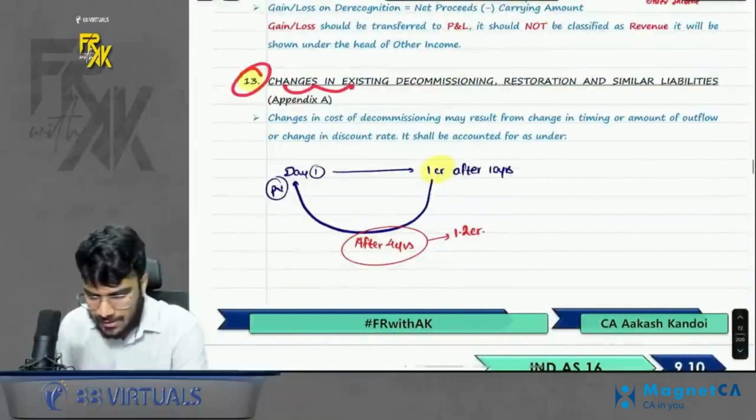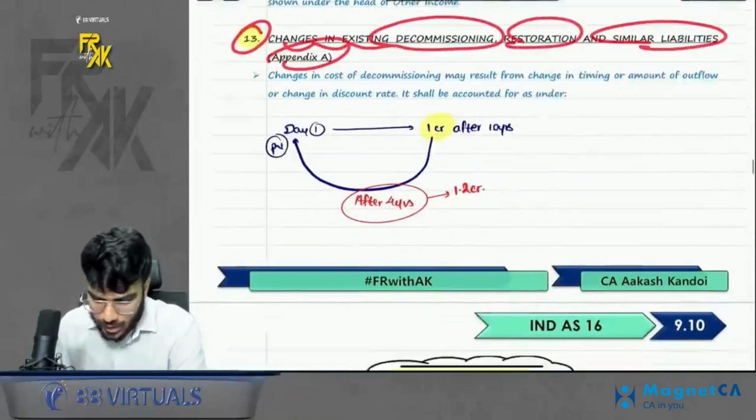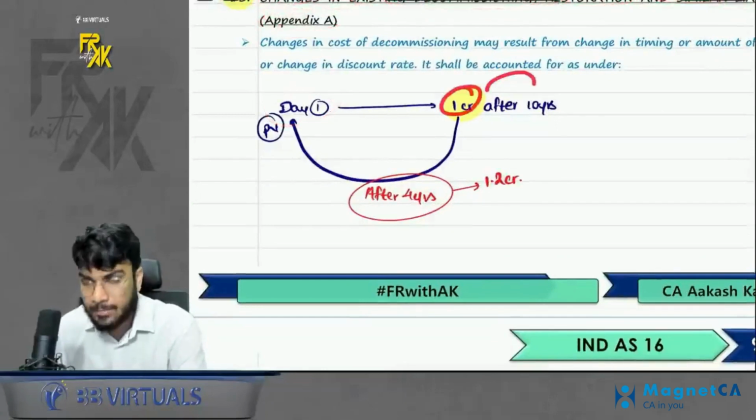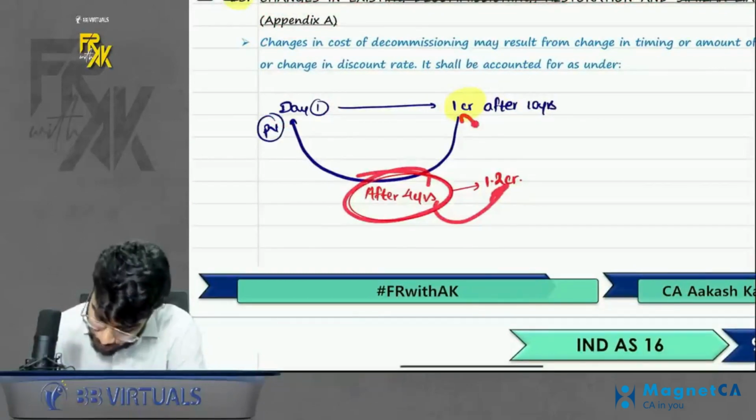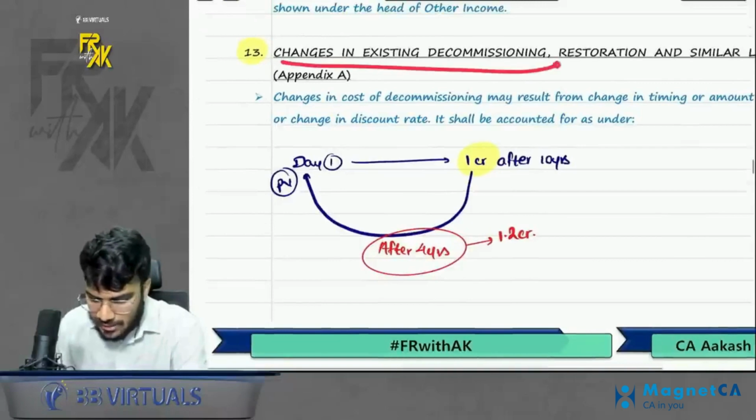Last point is changes in existing decommissioning, restoration and similar liabilities. What is the meaning of this? Let's say for example, you knew on day one that you have to incur 1 CR for decommissioning after 10 years. Now after 4 years, you came to know that instead of 1 CR, we have to incur 1.2 CR. This is known as changes in decommissioning amount.